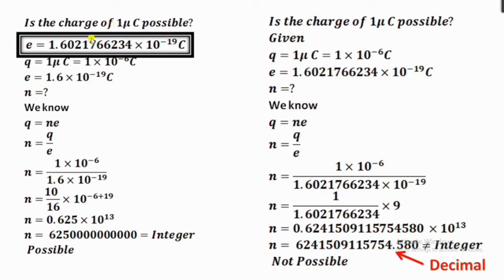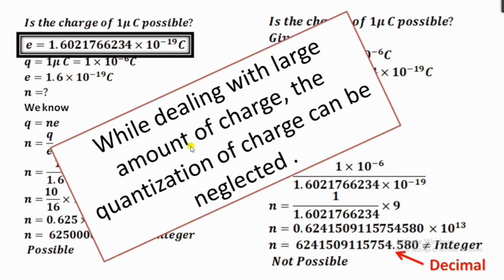As 1 microcoulomb is very large as compared to this charge, we ignore the quantization of charge when we deal with large amounts of charge. So we say 1 microcoulomb is possible, so we can neglect this property while dealing with large amounts of charges.